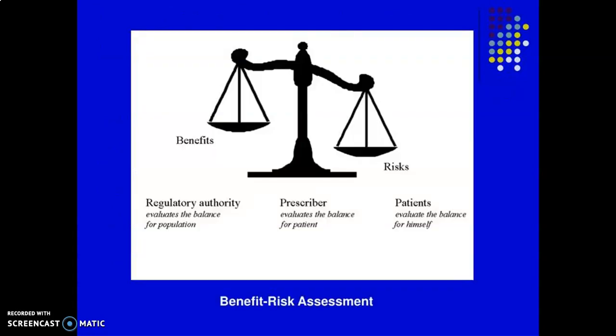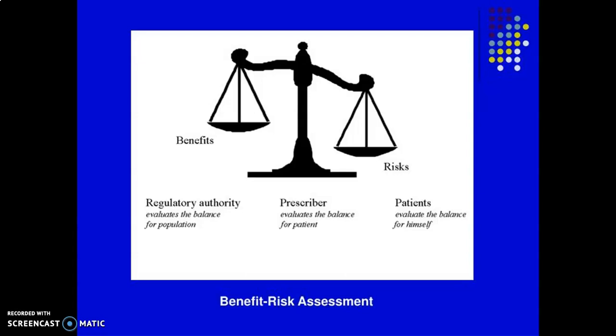So now what is the benefit of risk assessment? Usually a prescriber evaluates the balance for the patient; we have two things. We have benefits over the risk, because many times the drug will have adverse drug reactions and side effects also, but it will be in the market.